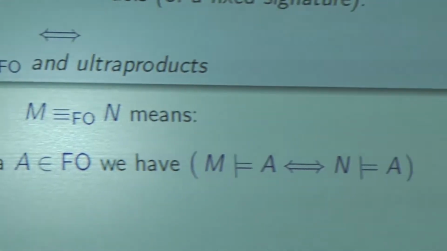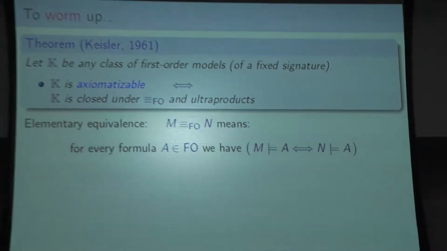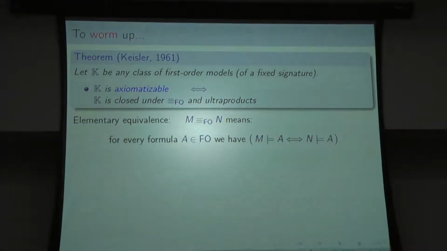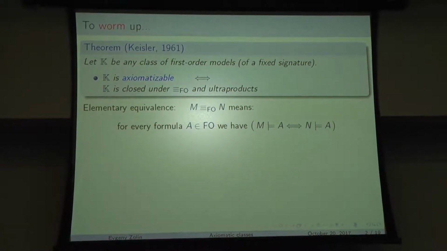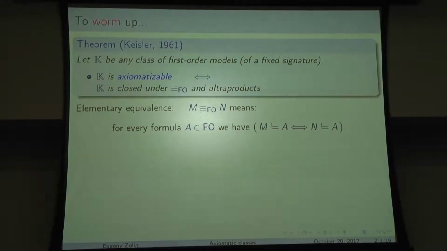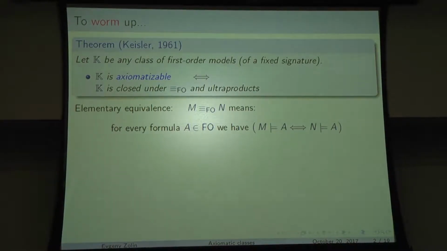I'll recall a classical result from model theory, Keisler's theorem, which says that if we are given a class of first-order models in some fixed signature, it is axiomatizable by a possibly infinite set of first-order formulas if and only if it is closed under elementary equivalence and ultraproducts. The elementary equivalence of two models means that they satisfy the same first-order formulas.